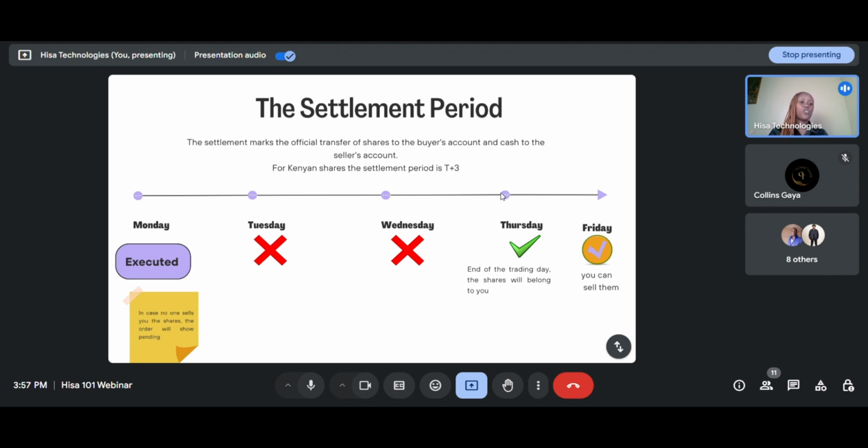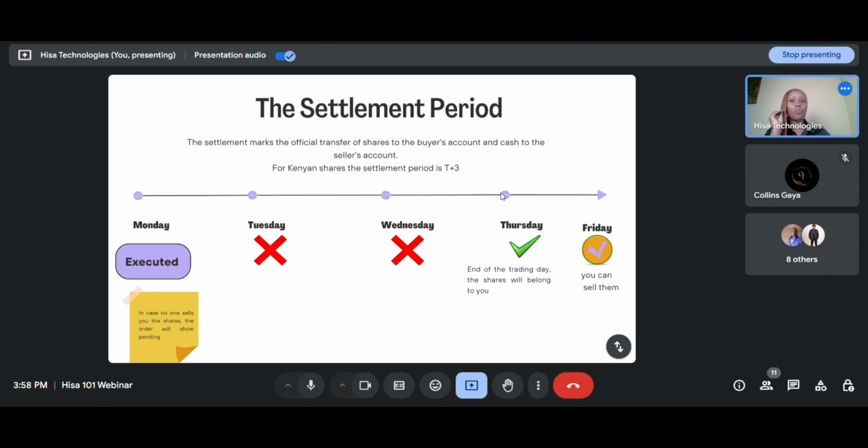So when can you choose to sell the shares? You can choose to sell the shares on Friday, right? Do we have any question about the settlement period? Yes? No? Okay, I believe we are good on that front.